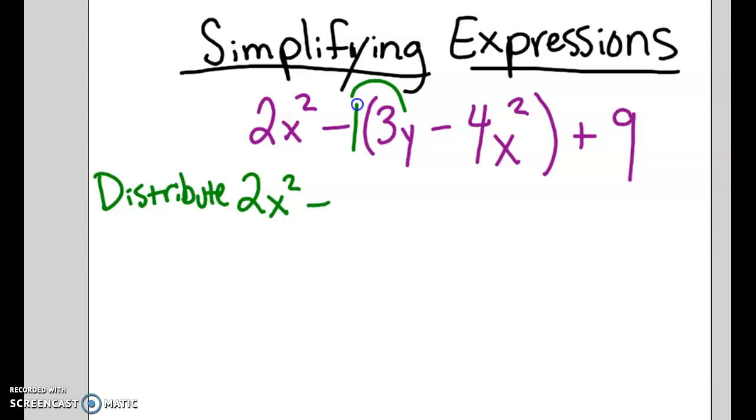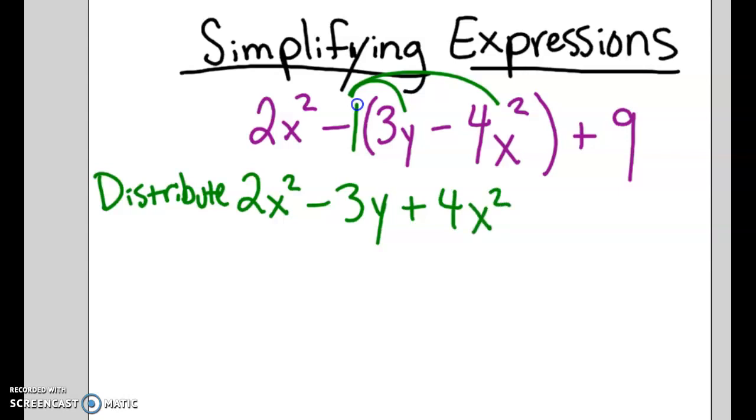-1 times 3 is -3, so -3y. And then we take that same -1 on the outside of the parentheses and multiply it by -4x squared. Okay, first and foremost, a negative times a negative is going to give us a positive, so we end up with a plus. 1 times 4 is 4, so it's positive 4x squared.